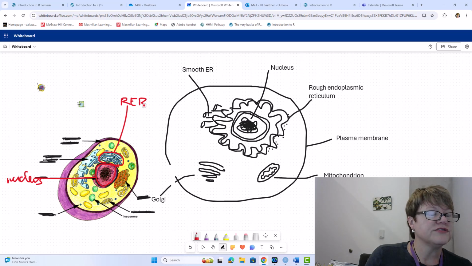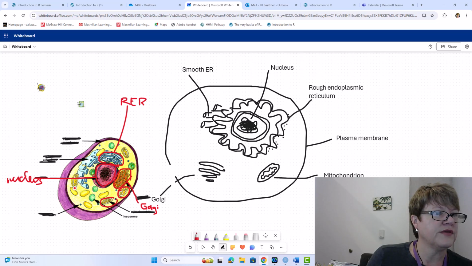I probably won't use this picture on a test because I don't like the way they have the Golgi. The Golgi is right here, but in my opinion, it's a little too close to the nucleus to be identified by a beginner student. But that's the Golgi there. And then these are the mitochondria. There's actually several of them. There's one over here, and then all of these. Those are supposed to be mitochondria.